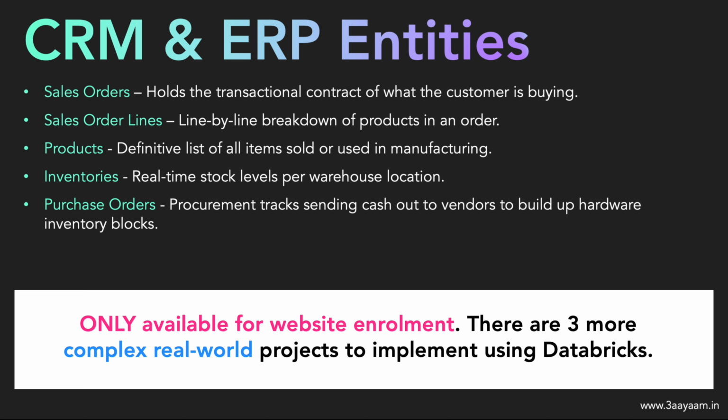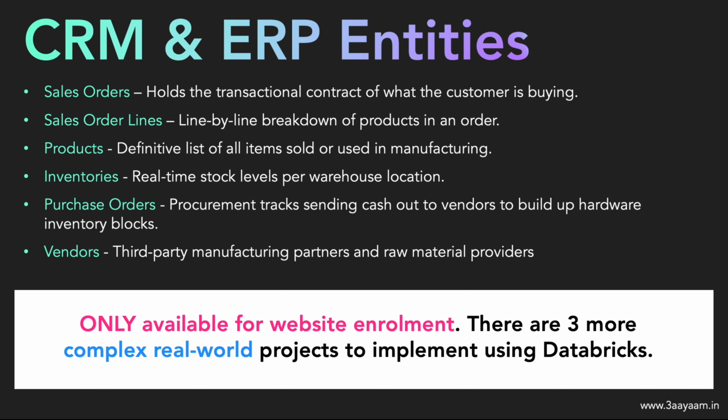Purchase orders is used to track the procurement that a business does to level up the inventories. So it would contain the payment or cash that has been sent to vendors to build up the hardware inventory blocks. Then you have vendors. The vendors entity is used to store the manufacturing partners or raw material providers from which the inventories are stocked up or piled up. Invoices are essentially the bills that are sent to the customers.